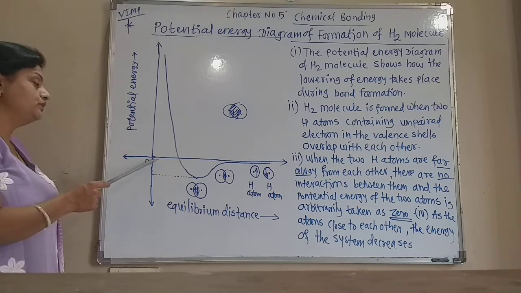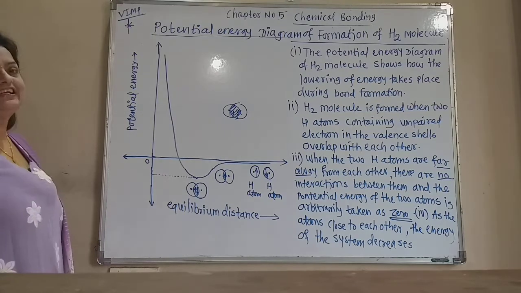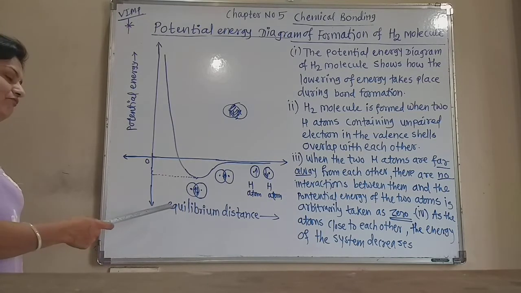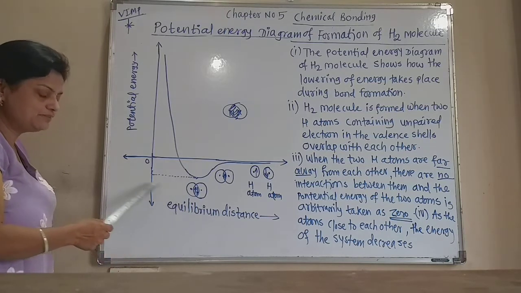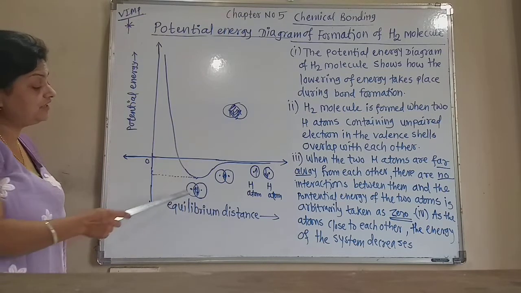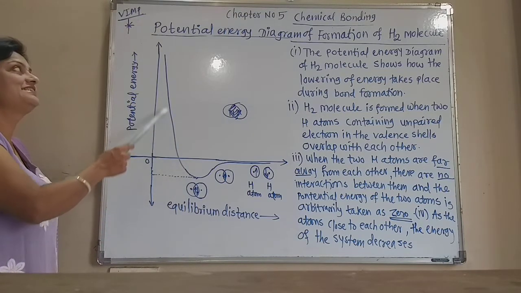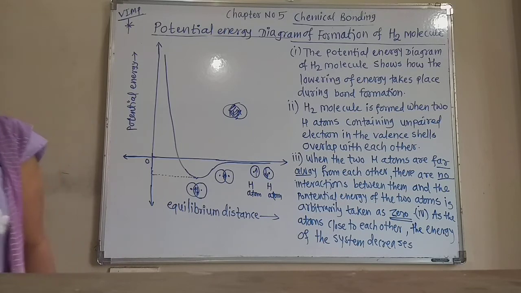Now see, above this zero there is positive energy, and below this zero there is negative energy. And if we again force them to come closer to each other, that is, the equilibrium distance between them decreases, then instead of decreasing, the potential energy increases, and the molecule is not formed, that is the destabilization of the system. Now this is the potential energy diagram of the formation of the hydrogen molecule. In this way, a hydrogen molecule is formed.